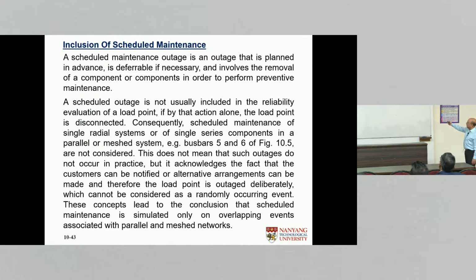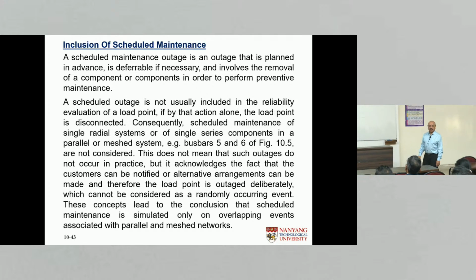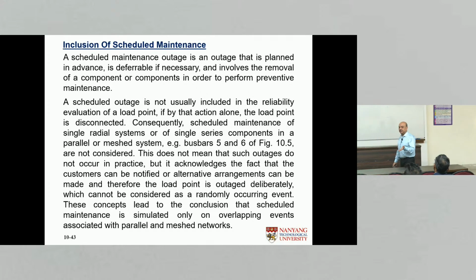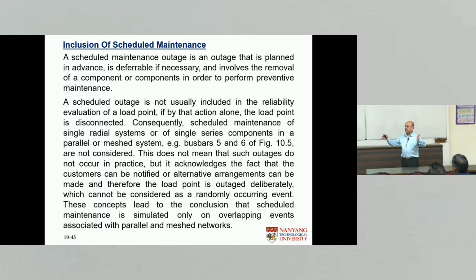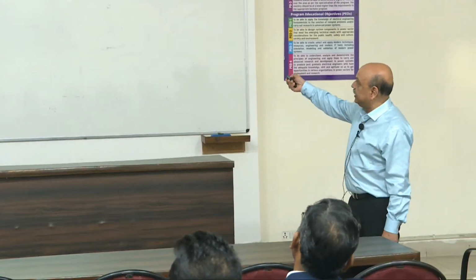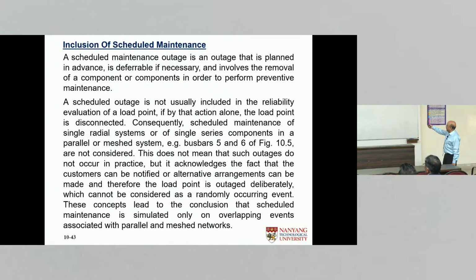So a scheduled outage is not usually included in the reliability evaluation if by that action alone the load point is disconnected. So I gave you the example just now in the circuit. I said bus bar 5 and bus bar 6. They are first order failures. So I will not perform scheduled maintenance on those bus bars because by that action alone, I'm disconnecting the load, right? So that's something that we need to be very aware of. Consequently, scheduled maintenance of radial systems or of single series components, example bus bar 6, are not considered, yeah? Of course, this does not mean that we'll never maintain them, but as long as you inform the customers in advance and things like that, okay?